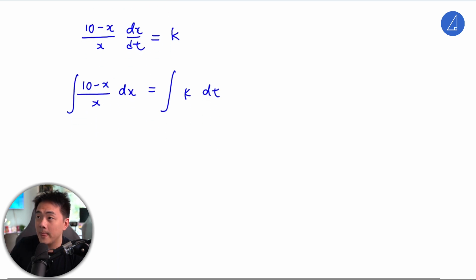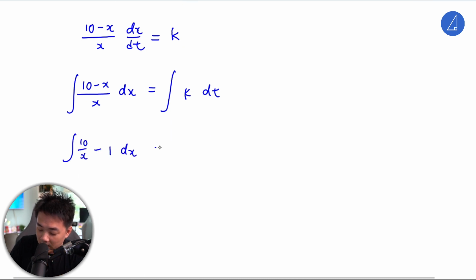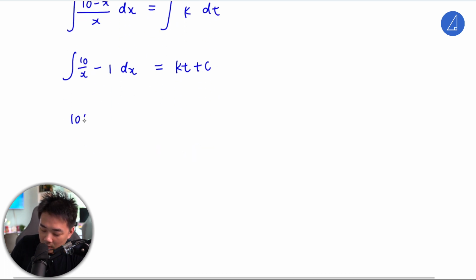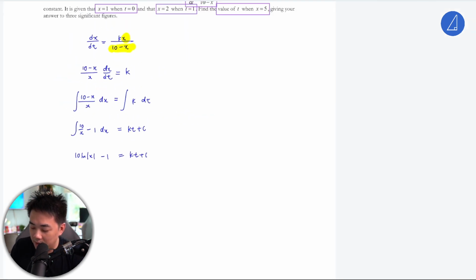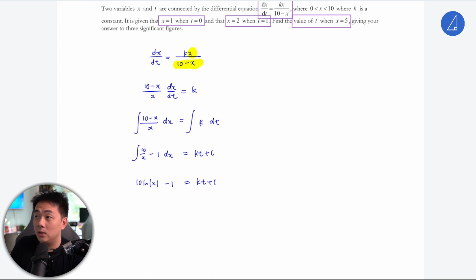Then we just complete the integral. This is separable, so this integral is like what we did in secondary school and shouldn't be an issue. Here it is (10 over x minus 1) dx, equals kt plus c. That will give us 10 ln x minus x equals kt plus c. Now what we need to do next is replace these values to solve for the two unknowns, k and c.